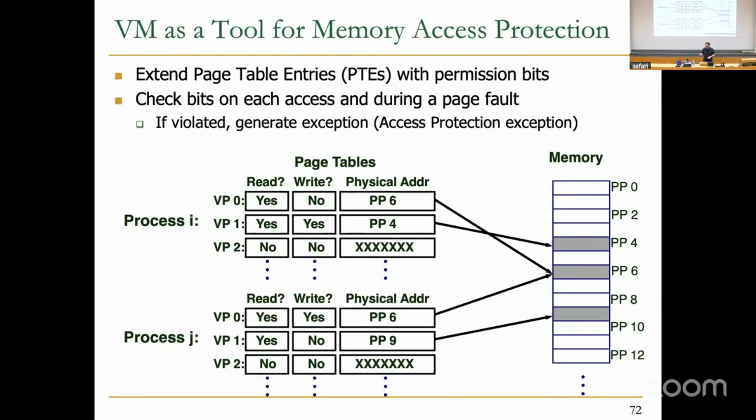For example, in process I, we have VP0, which we can read. We can only read data, but we cannot write data. So in PP6, we can only read from it, and we cannot write to it. Why is this the case? Because process J is the only one who can read and write to it. So we do not want process I to write to it and create a synchronization problem, for example, of who writes and when.